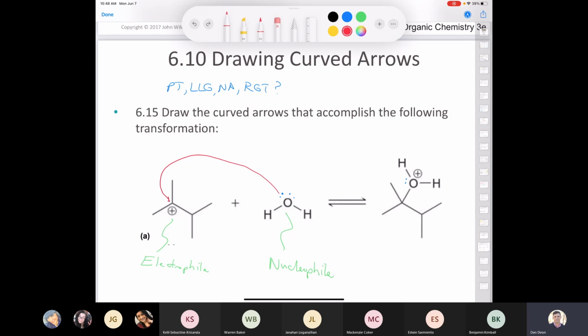It's important that the tail of your arrow starts on the pair of electrons and the tip of your arrow ends on the electrophilic center. There you go. So, a nucleophilic attack. Got a little bit of practice drawing some curved arrows.